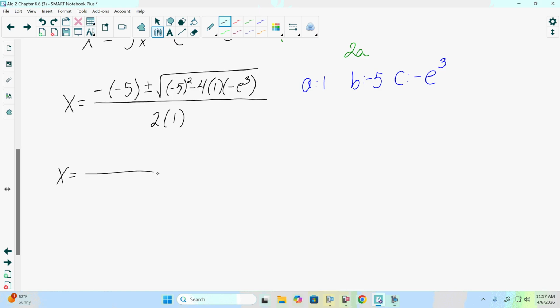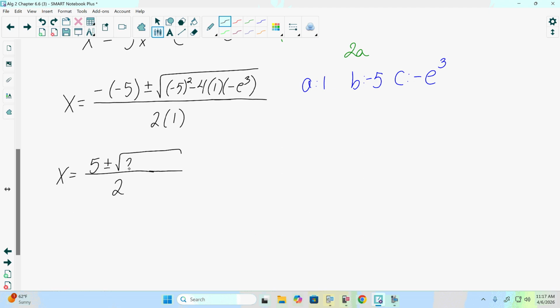Now we will need to simplify. Negative 5 is 5. On bottom, 2 times 1 is 2. Now up to this point, we would take everything inside the radical, plug it into the graphing calculator, and let it simplify it for us. But I know some of that's not going to simplify, at least to a nice number, because e is already irrational. It's going to give us a decimal, a not nice decimal. So we'll leave this here.